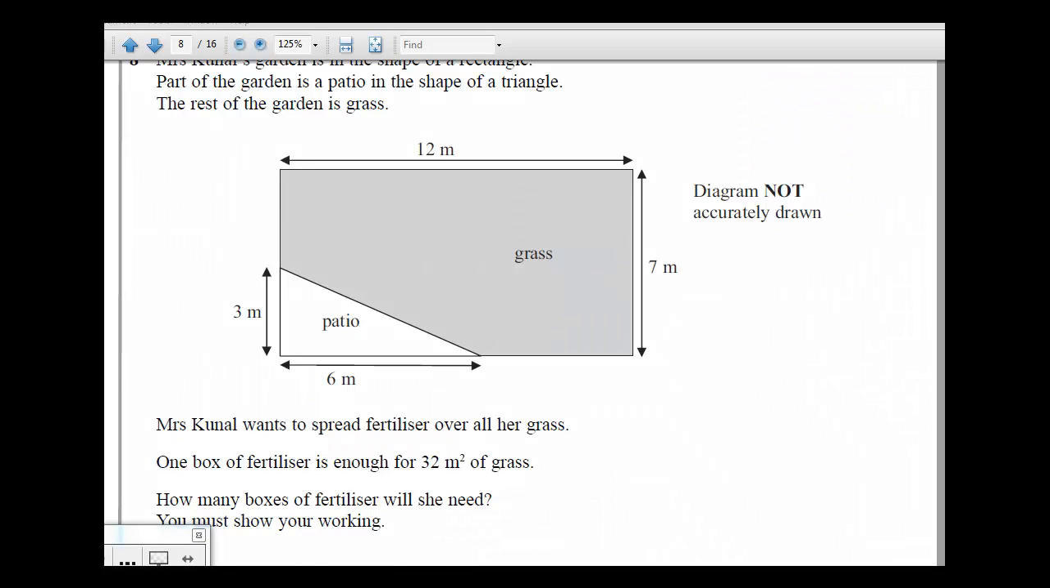Okay, so we want to work out how much fertilizer is going to be needed to cover all of this grass. So the first thing we want to do is to work out the area of the grass. Easiest way to do this is to work out the area of the rectangle and take away the area of the triangle. So let's work out the area of the rectangle.